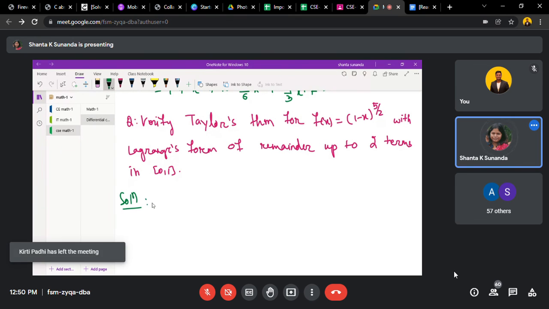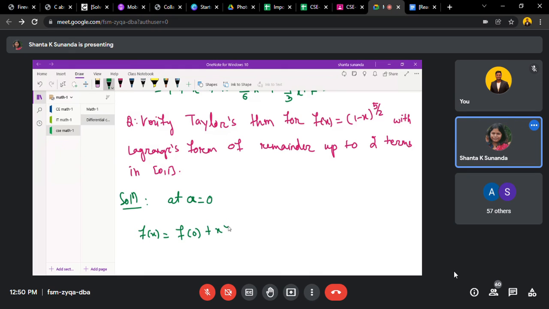Okay, so try at 0. So f of x will be two terms. You will consider f of 0 plus x into f dash 0, and the next term will be x square by 2 factorial, and here this one will be c. Okay, so this is what we do.